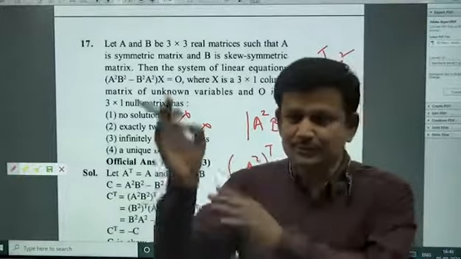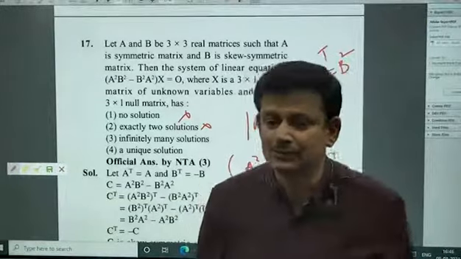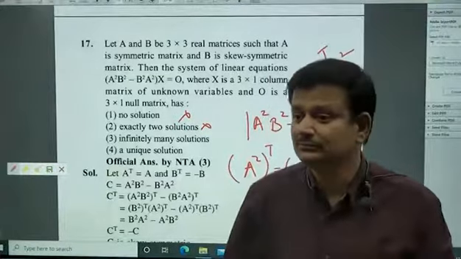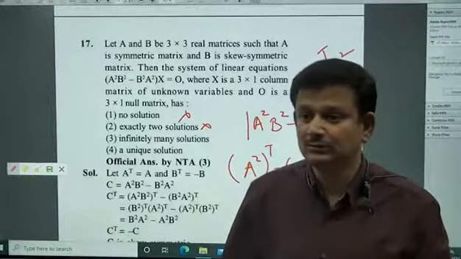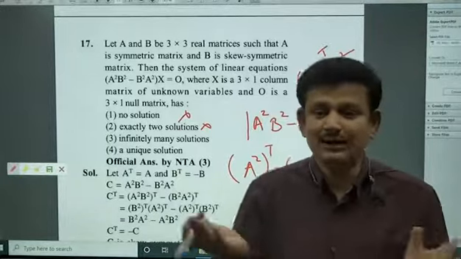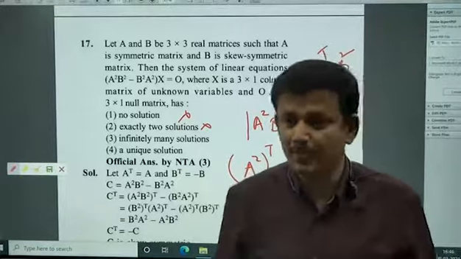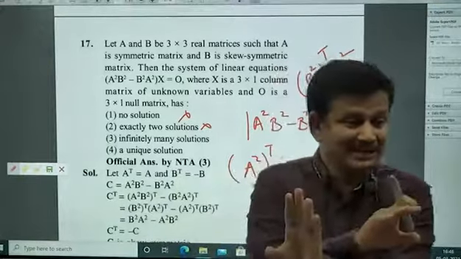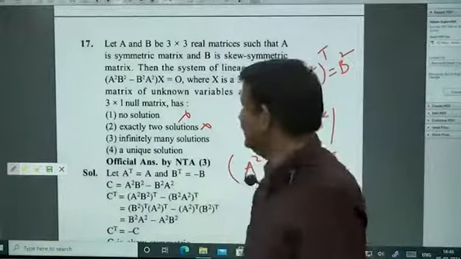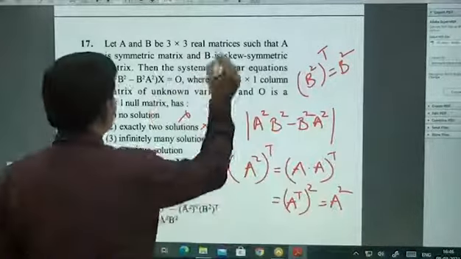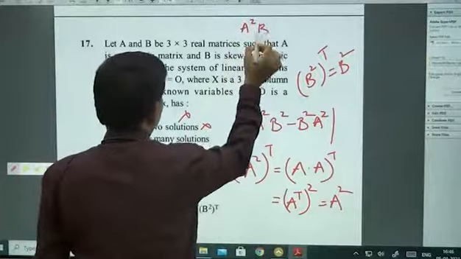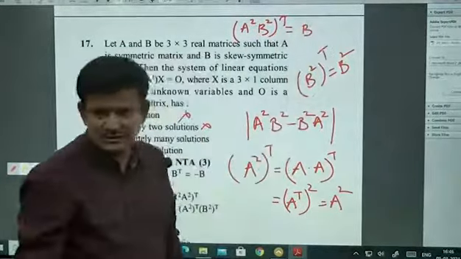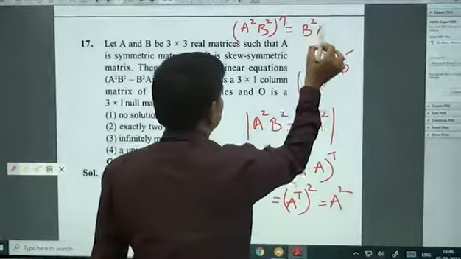AB whole transpose, what is it? B transpose into A transpose. B transpose is same as B, A transpose is same as A. Yes or no? But it will be in the reverse order, not same. AB transpose will be BA. So, here A square B square transpose, what will it be? B square transpose, which is B square itself, A square.